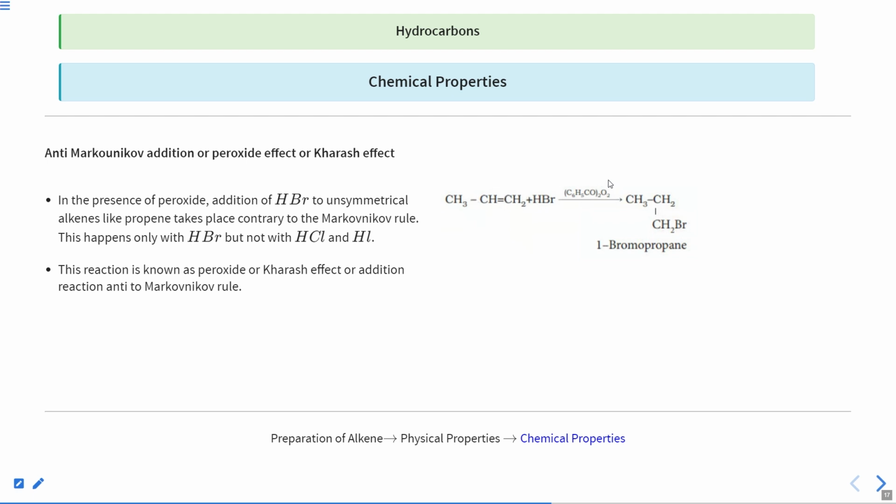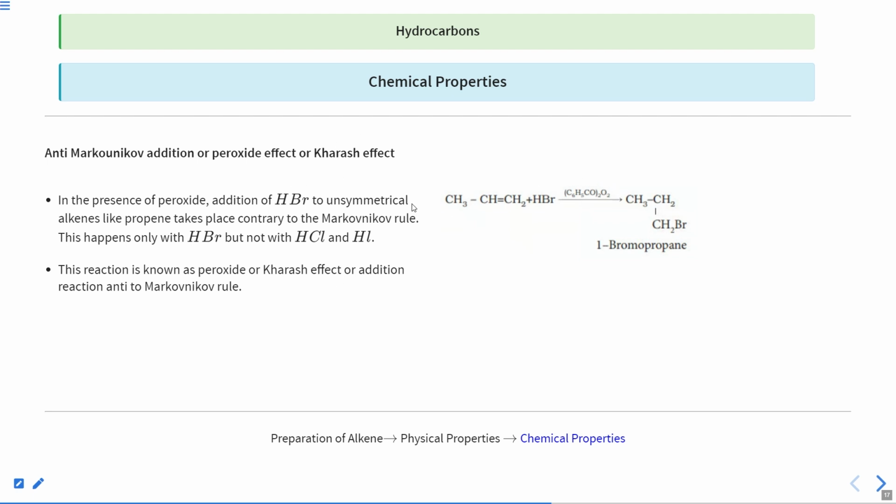So we have added here benzoyl peroxide. Now the Br will go to this carbon and not this carbon. Clear? So this is very, very important, and this is called the anti-Markovnikov rule or peroxide effect, because it is happening due to the presence of peroxide. It is also called the Kharash effect.